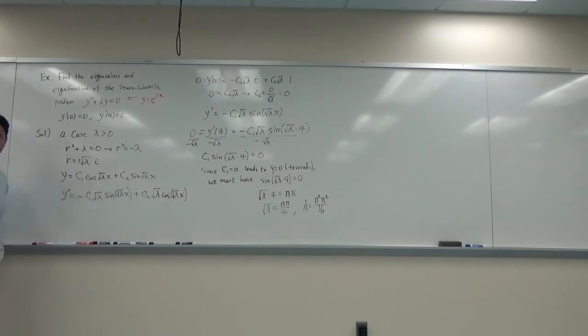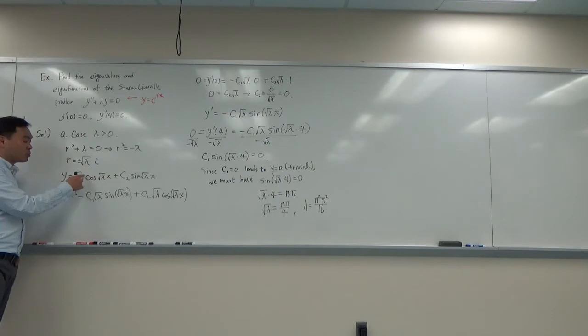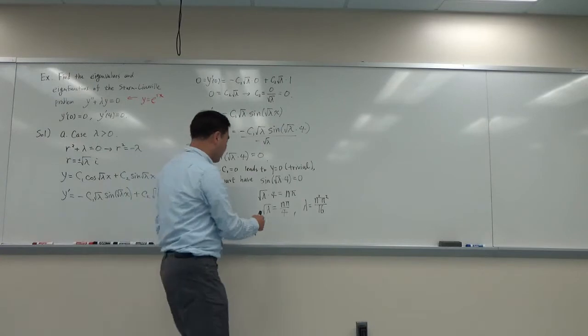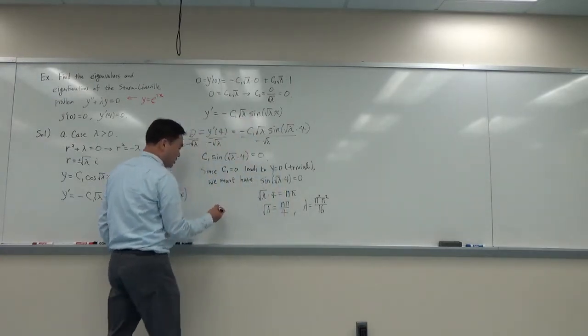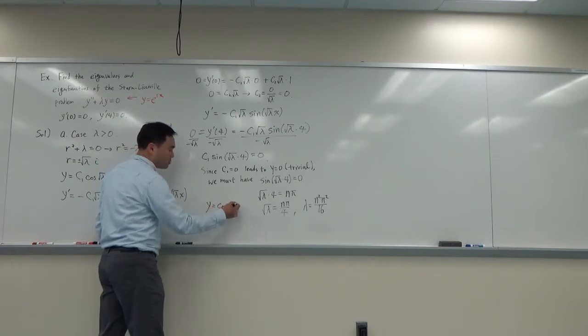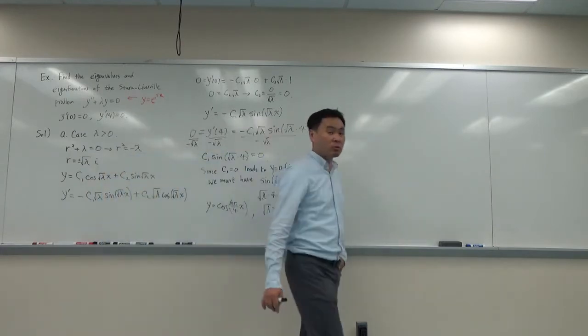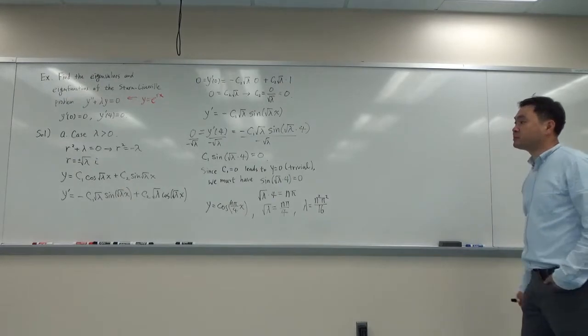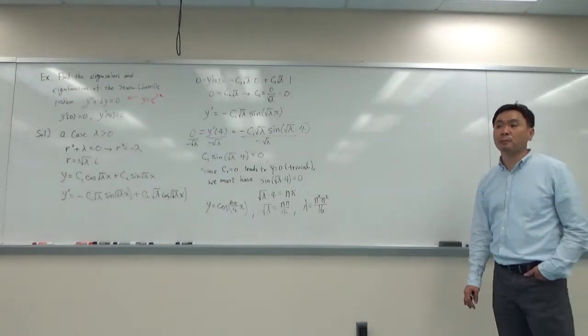Since by eigenfunctions I'm not looking for all the functions, but just one representative for the entire group, I'll just set c1 as 1, and I just have one solution. Since square root of lambda is equal to n pi over 4, y equals cosine of n pi over 4 x would be our eigenfunction, with the eigenvalue being lambda equals n squared pi squared over 16. So that's our first case.